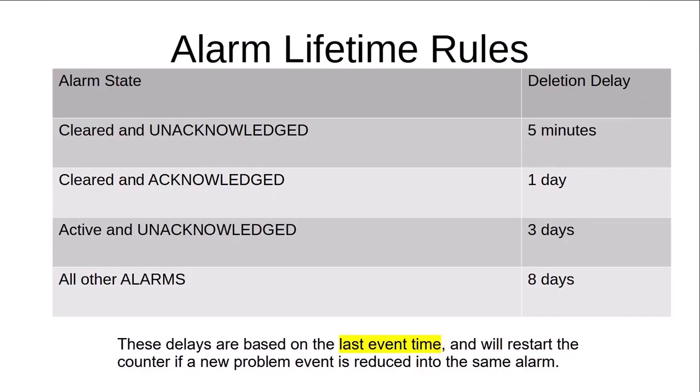The OpenNMS alarm lifetime rules are: if the alarm severity is cleared and the alarm is unacknowledged, delete the alarm after 5 minutes. If the alarm severity is cleared and the alarm is acknowledged, delete the alarm after 1 day. If the alarm is active and the alarm is unacknowledged, delete the alarm after 3 days. All other alarms are deleted after 8 days. These delays are based on the last event time and will restart the counter if a new problem event is reduced into the same alarm.